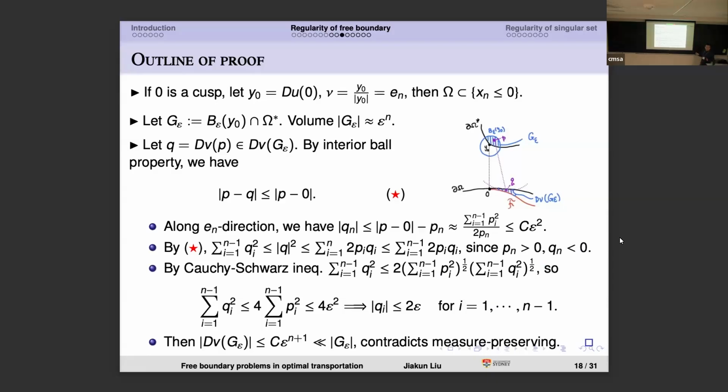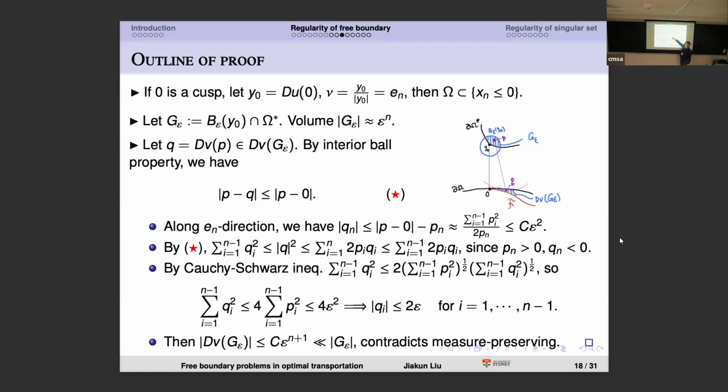Now we just play with this star inequality. If you decompose such an inequality along the En direction, you can estimate the length of Qn. So that means the length along the En direction, we have to estimate that Qn is bounded by epsilon square. Okay, probably we do not have enough time, otherwise I can show you how to do the calculation. But it's a freshman calculation. It's very easy. So along the En direction, we can estimate the length is bounded by epsilon square.